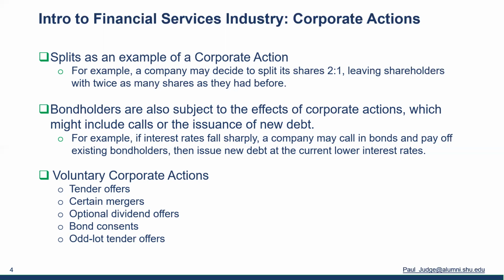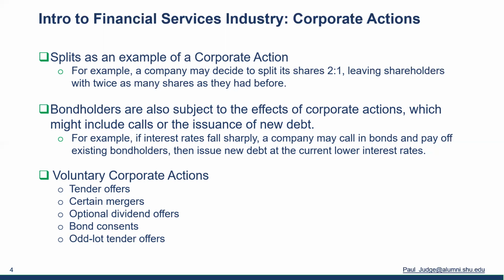So an example might be a tender offer. Maybe there's been a tender offer out and all the shareholders are being offered some offer, and they can either accept it or turn it down. Or maybe it could be some type of merger. Maybe there's a merger offer out there, or there's an optional dividend offered, or they're asking for voluntary corporate actions on a bond consent, or odd lot tender offers.